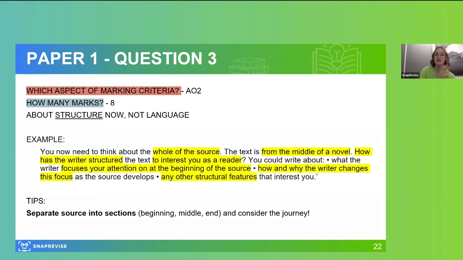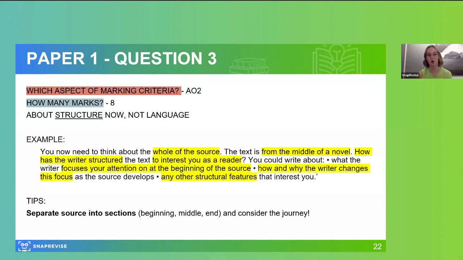So this one stays on the AO2 assessment objective, and again, it's worth 8 marks. So you're maybe thinking about 4 quotes to analyze. However, this time the question is often about structure, not language. So I would try to veer your brain away from things like images and the nouns and the verbs. Now you have to think all about structural devices. So this is an example question that you might get.